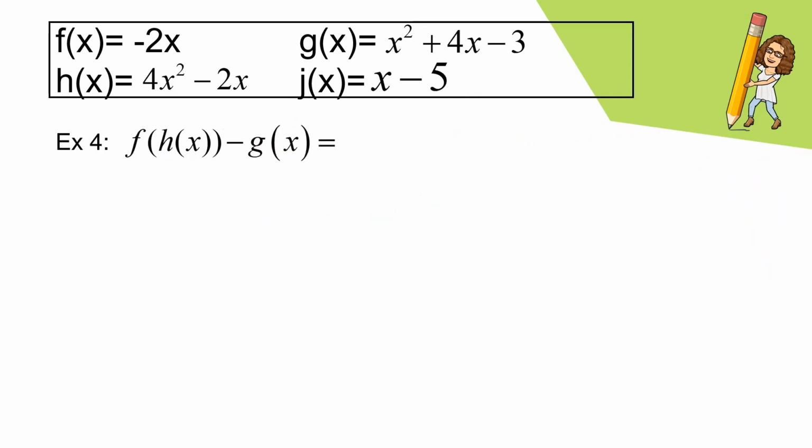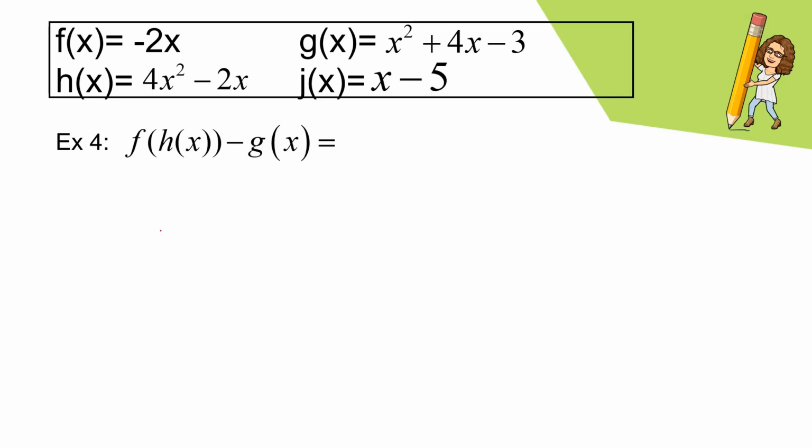So f of h of x minus g of x. Oof. Now, notice how this is a composition and it has a function operation with it. Now, take it from me. Do not try to do both of these at the same exact time. Do not do the composition as well as subtract. May I recommend you do the composition, figure that work out, get the actual answer to that, and then subtract the g of x.